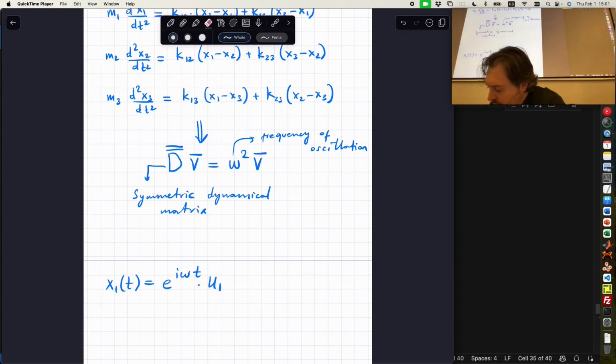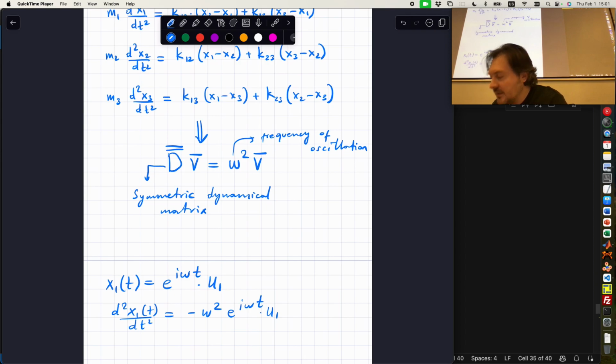Okay? Very good. So what do we achieve by this? We achieve the following. d squared x1 of t over dt squared is minus omega squared e to the i omega t times u1. u1 is a number. It doesn't depend on time. Every time dependence is being put in e to the i omega t. Hopefully you are following.